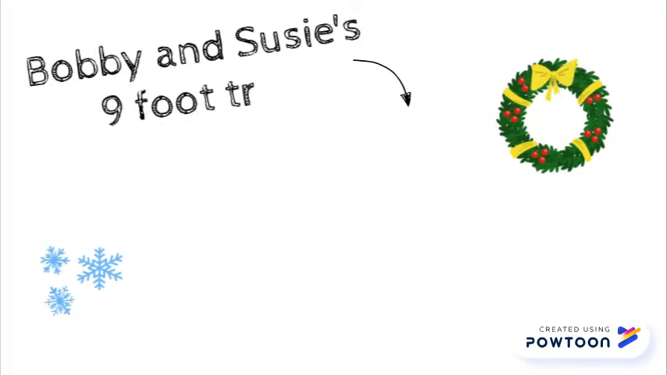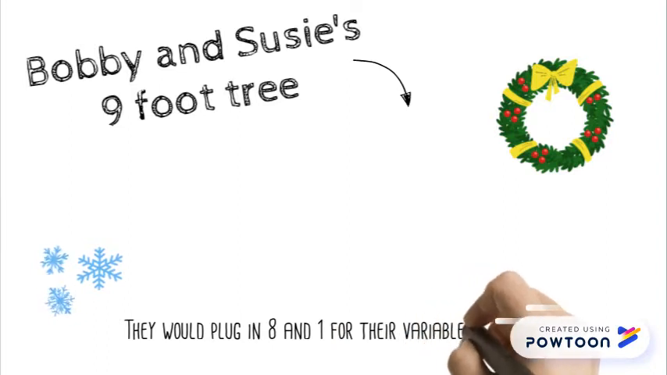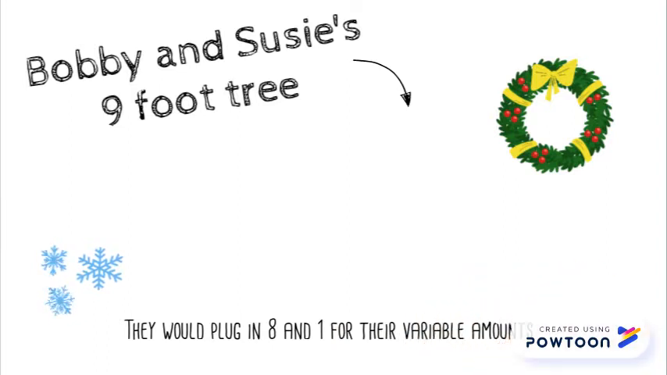So, for Bobby and Susie's 9-foot tree, they would plug in 8 for their x variable for the amount of feet up to 8, and 1 for their y variable, as that is the amount of feet over 8, making this their final equation.